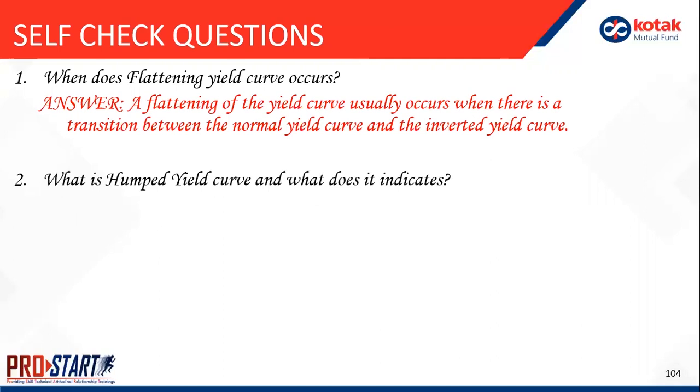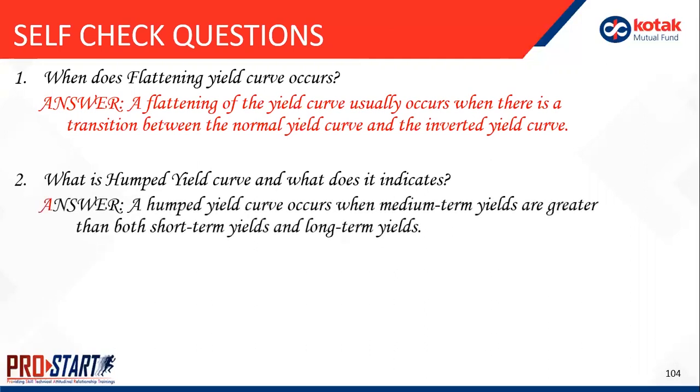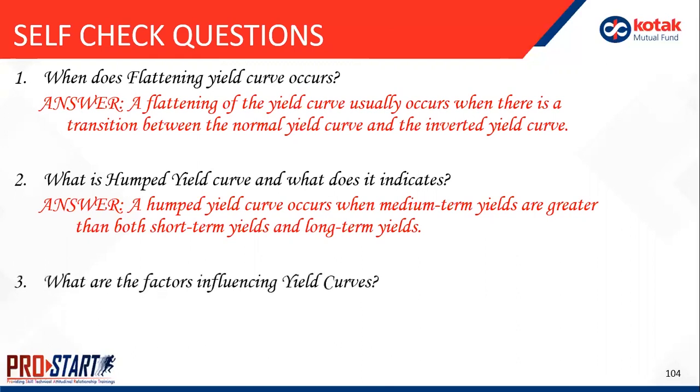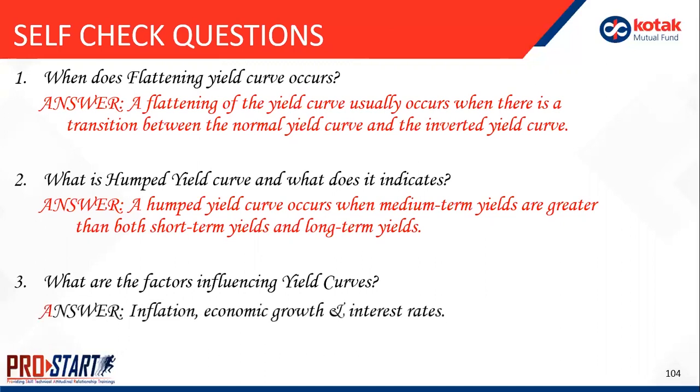What is a humped yield curve and what does it indicate? A humped yield curve occurs when medium-term yields are greater than both short-term yields and long-term yields. We discussed this, right? Coming up with question number 3 and the last question for the day. What are the factors influencing yield curves? The answer is inflation, economic growth, and interest rates.